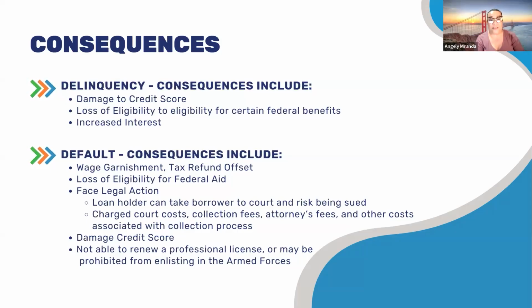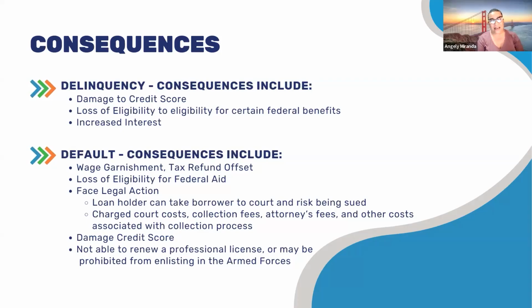There's also loss of eligibility for certain federal benefits, and also increased interest if you don't pay up, right? So all of these things can happen to you if you are delinquent. Again, as soon as you pay it back, you'll be in good standing. Now, delinquencies, like I said, will lead into default. The consequences for going into default are wage garnishment and tax refund offset.